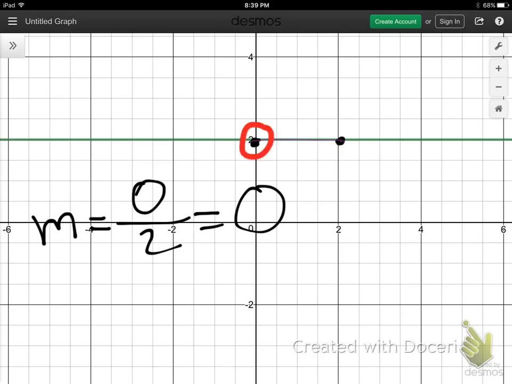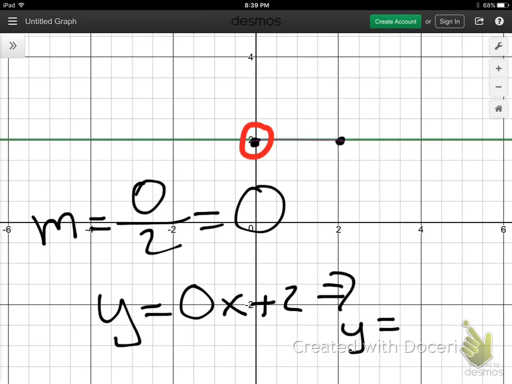You do see the y-intercept is 2, so the equation would be 0x plus 2, which reduces to just y equals 2. That's the equation.